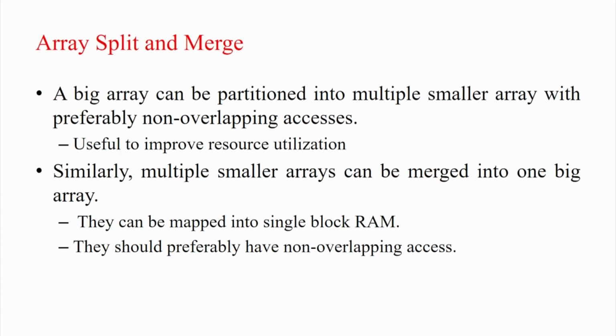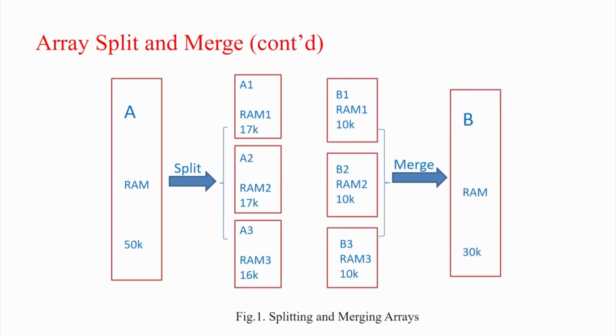Okay. So, this is something we have discussed. There is another option with your array: split and merge. If you have a very big array, you can split it into multiple ones. The problem is that if you have a big array, there is a high chance of multiple accesses and it does not get inferred as RAM. It maps to registers, which is a disaster, for example with a 50K size array.